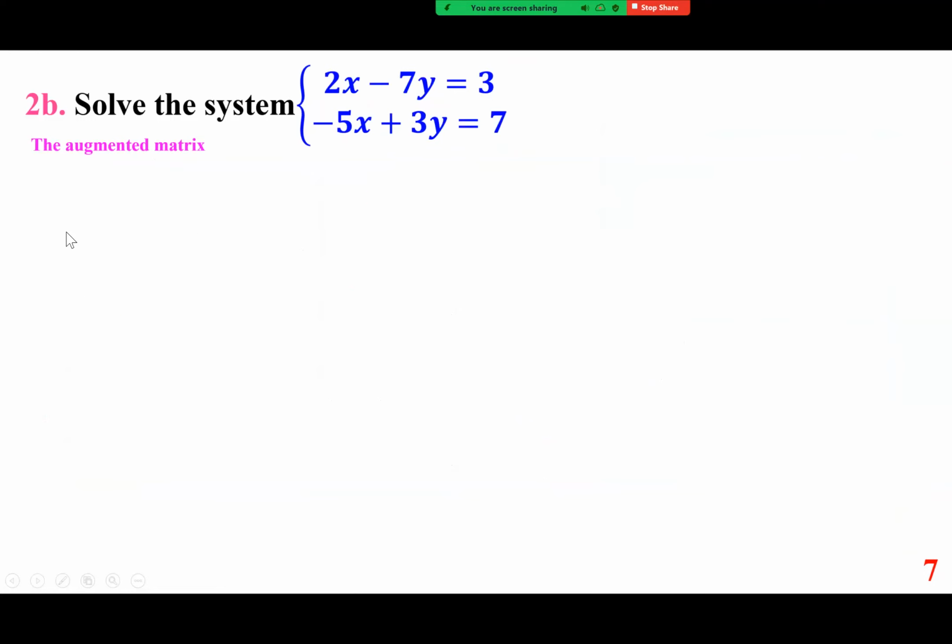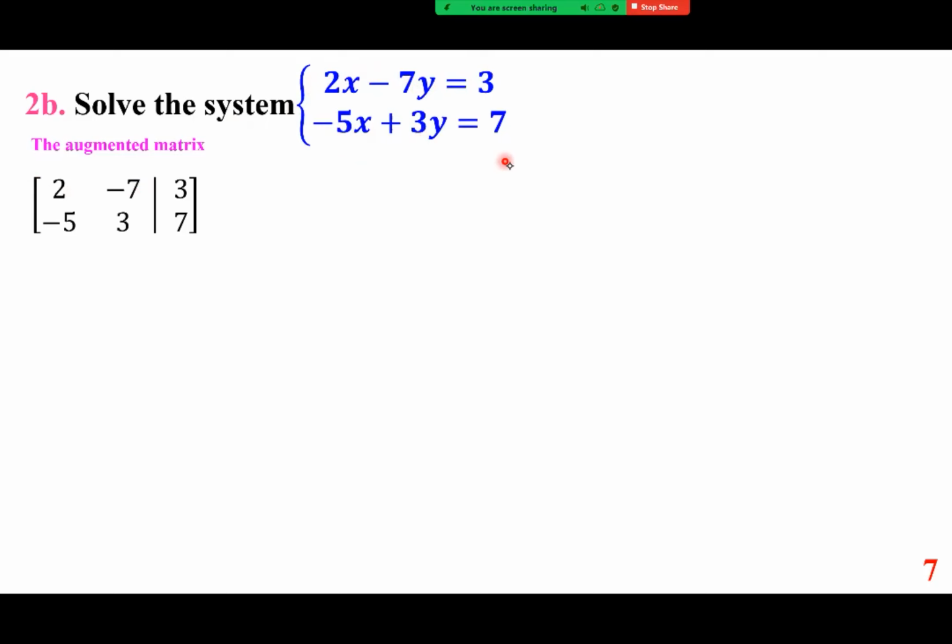So let's do 2b. We want to write the augmented matrix for this. So 2, -5, -7, 3, 3, 7. Or if you want to go row-wise, 2, -7, 3 and -5, 3, 7.